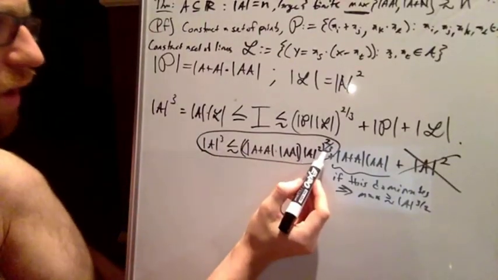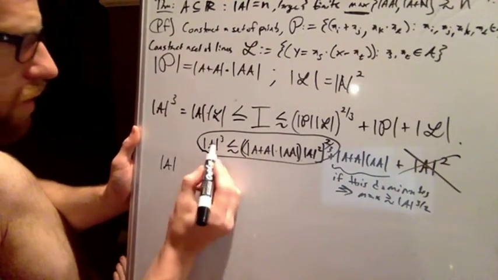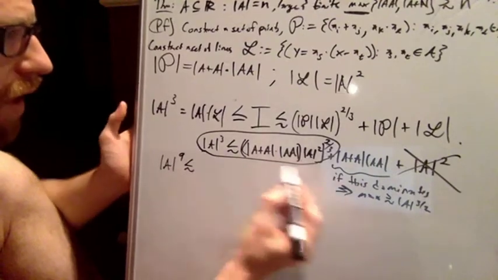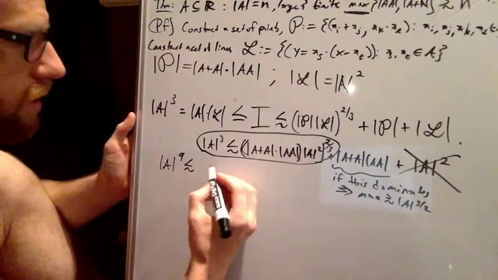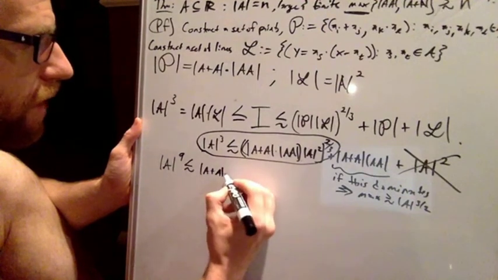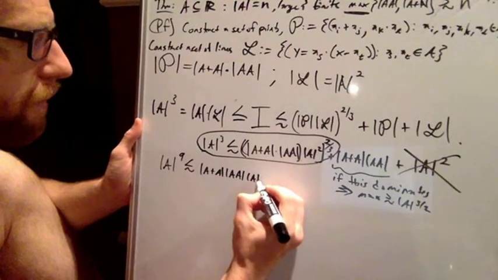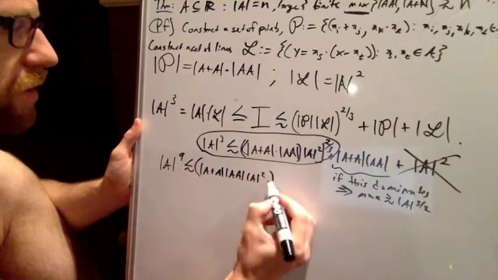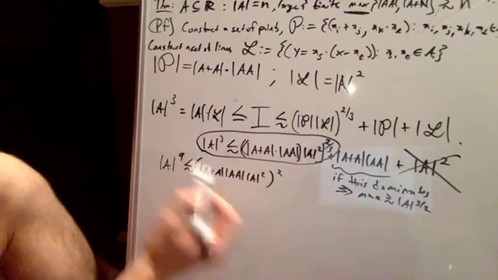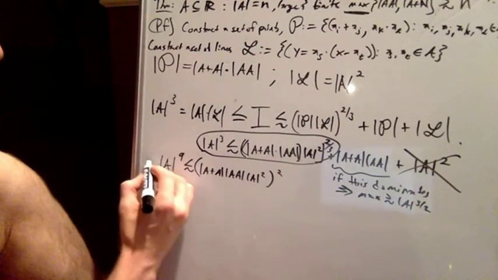Let me raise both sides to the 3rd power. So now I've got A cubed, which is A to the 9th, bounded above by, well, this was all this raised to the 2/3, so now this is going to be |A| plus |A| times |A| times |A| times |A| squared, and all of this squared, and it was raised to the 2/3, but remember I've cubed both sides. So now let's take the square root of both sides.